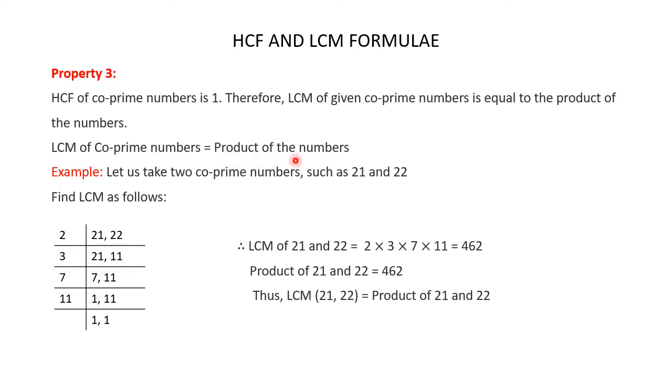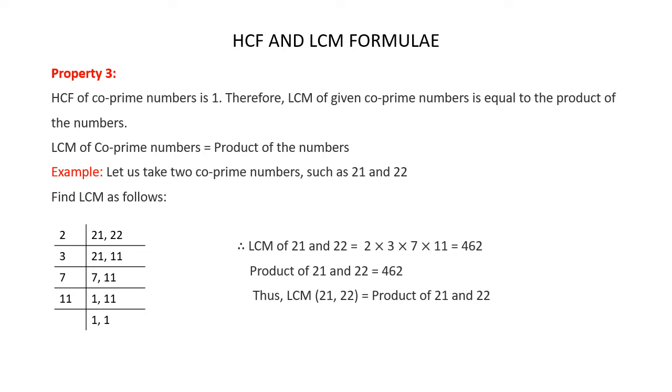Let's check whether this is correct using the two co-prime numbers 21 and 22. First, we have to find the LCM of 21 and 22. We'll find the LCM of 21 and 22 by division method. So, first write 21 and 22 in the same row. Then divide these numbers by 2. 21 cannot be divided by 2 completely. So write 21 as it is in the next row. 22 divided by 2 is 11. Write 11 in the next row.